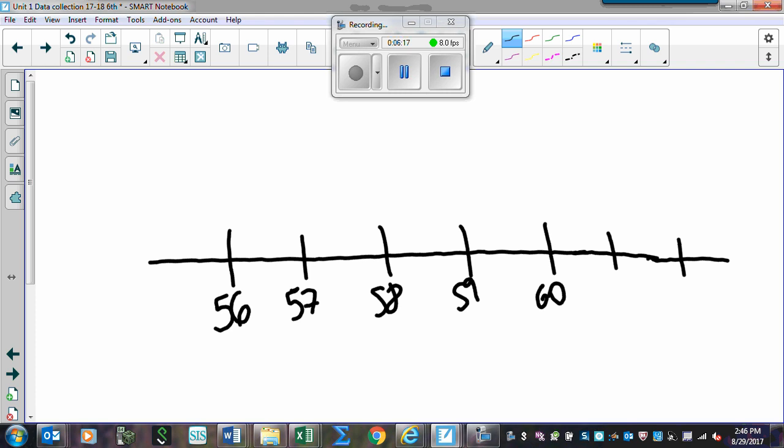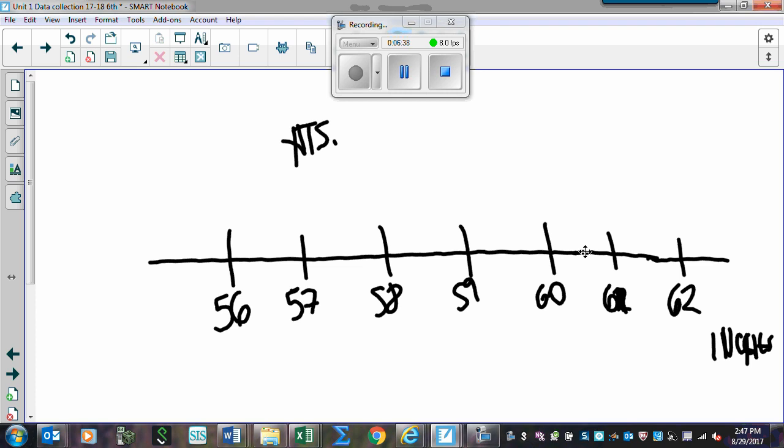Let's say we're talking about heights in unit squares. Will be in inches. So someone comes in and they're, I don't know, 4'10". Okay, so that's 58 inches.